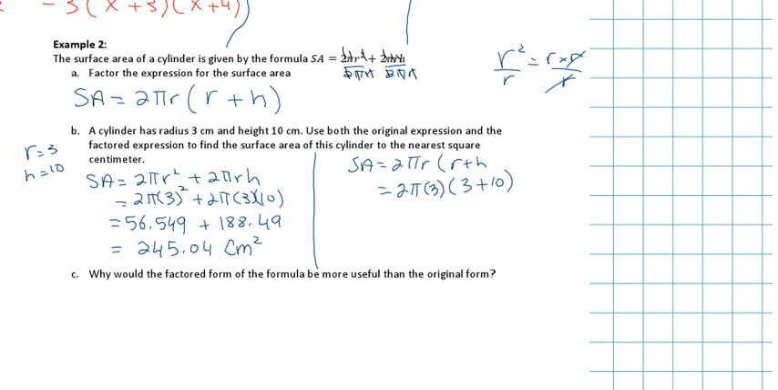245.044227. Same answer. And it should be the same answer, because they're exactly the same, but one is factored, one is not. Now, question for you. Which one was easier to use? Factored, right? There's less work. There's less r's, there's less h's, there's less 2 pi's, right? It's factored.